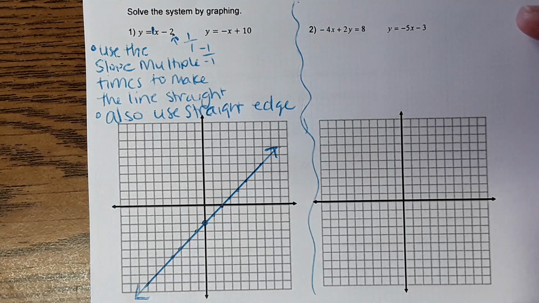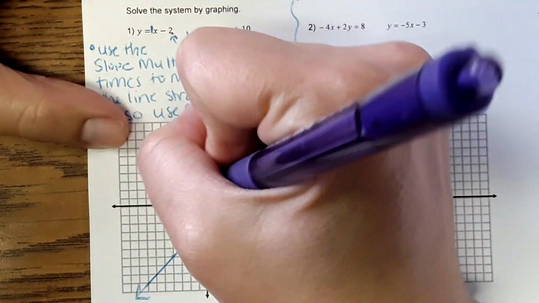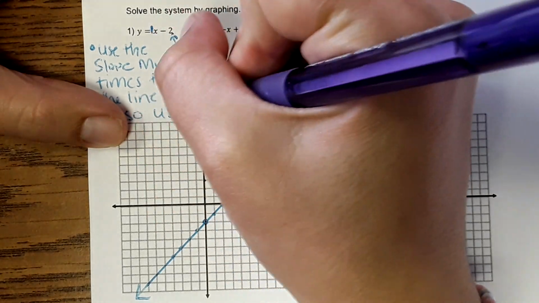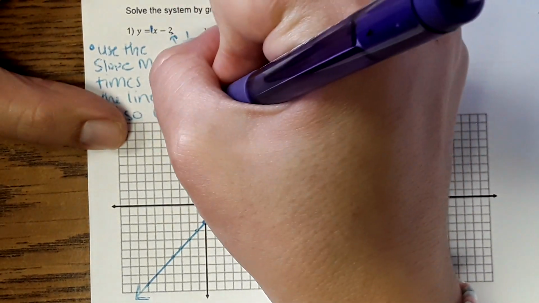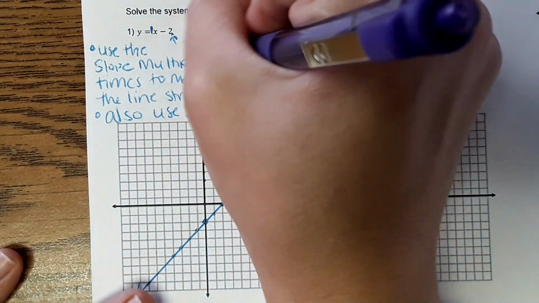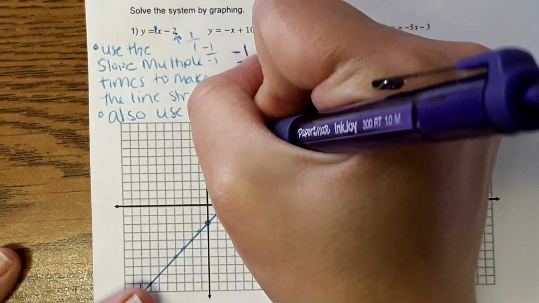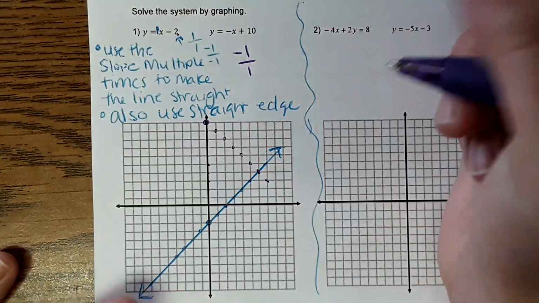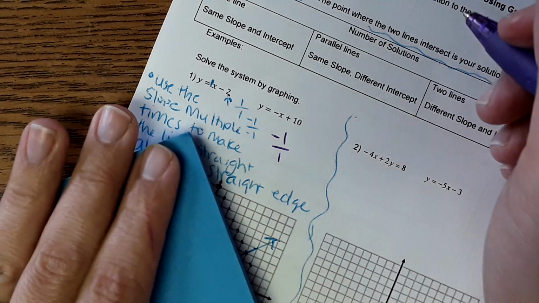Then for the next one, the y-intercept is at 10, so I'm going to count up 10 on my y-axis. There. And then the slope is -1, so that's -1 over 1, so down 1 to the right 1. And again, making my dots small. And then graphing the line with your straight edge.